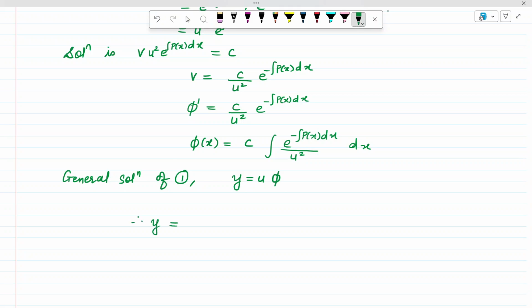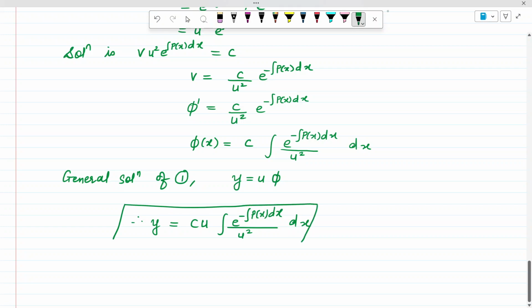So c u integral will remain as it is. You'll be able to calculate the integral only when you know what is p x, only when you know what is u. So this is your formula to be used for the reduction of order method. And this formula is valid when you know one of these solutions. Again, we saw the theory today, how to find one of these solutions also. I hope this is clear with all of you.